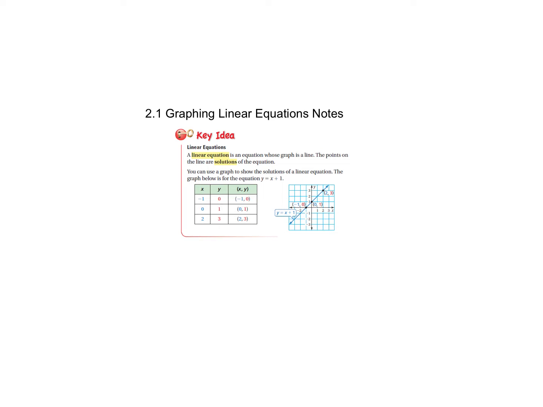The points on the line are then solutions to the equation. So you can use a graph to show the solutions of a linear equation, and the graph below is for the equation y equals x plus 1. So these are the values that get inputted. These are those x values. You plug them in, and then you get these y values out as points. And so you plot them as ordered pairs to go on this line right here, on this graph, to get your line.